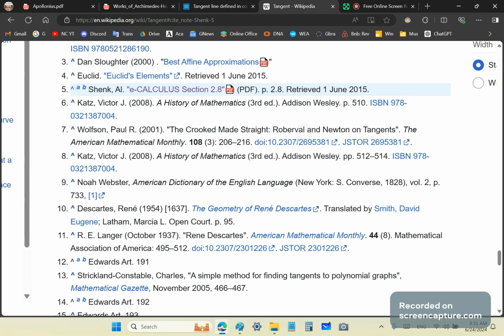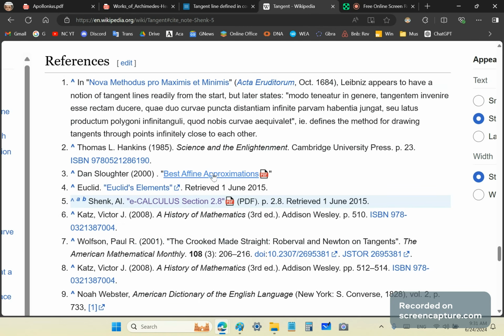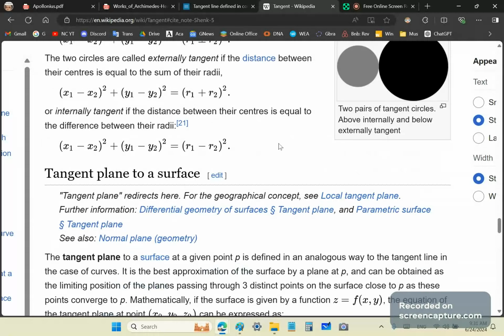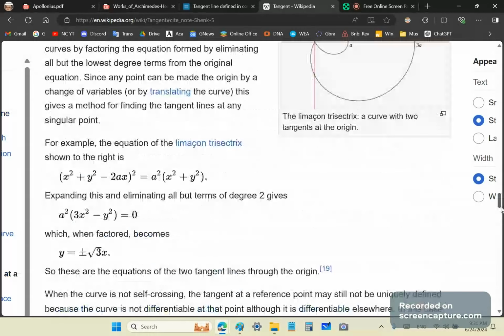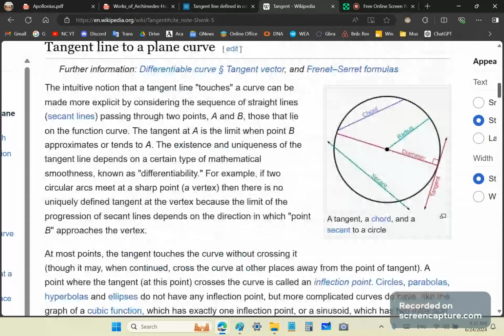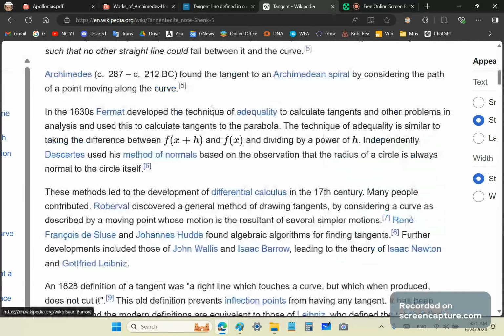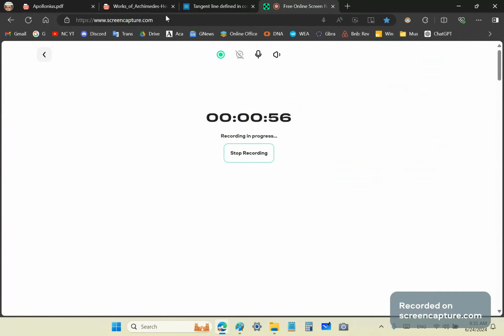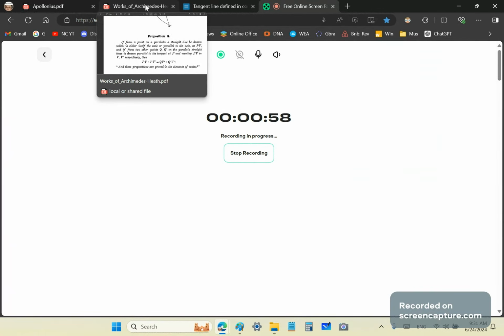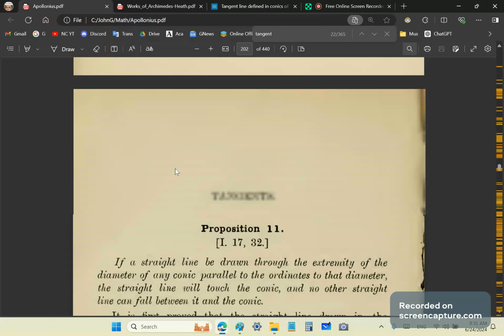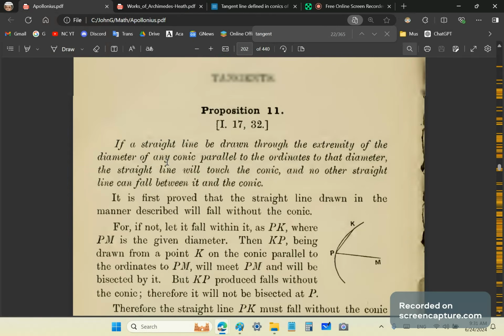Okay, so why is this important? It's important because it shows us that the idiots of mainstream academia, who believe that tangent lines can cross curves, have gotten it all wrong. And I'm not going to deal anymore with those idiots, but I'm going to go straight to the work of Apollonius. So in Proposition 11, where he deals specifically with tangents.